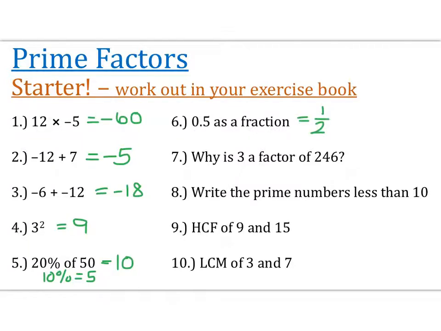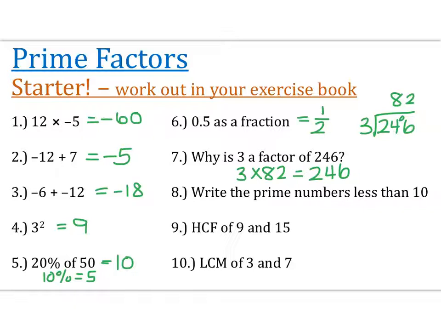Why is 3 a factor of 246? Well, let's see. Can we divide 3 into that? 3 goes into 24 8 times with nothing left over. 3 goes into 6 twice. So why is 3 a factor of 246? Because 3 times 82 is 246, and that is why.